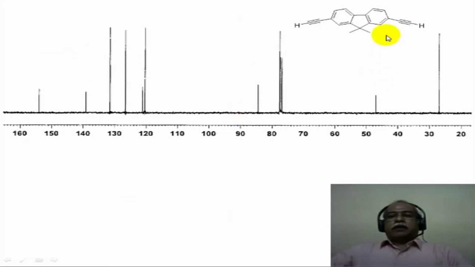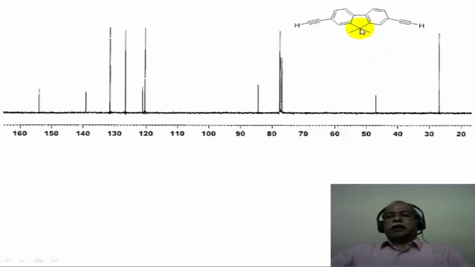Here is a spectrum of a diacetylene compound. This is a symmetrical compound with respect to the plane of symmetry passing through this particular carbon, bisecting this carbon-carbon bond. So you need to measure only half the number of carbons in the carbon-13 spectrum. You need to see only half the number. The 2 methyl groups appear as a singlet, as a signal here around 28 ppm or 26 ppm or so.